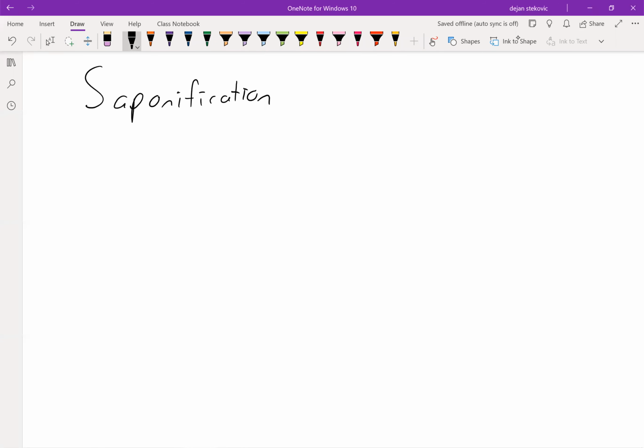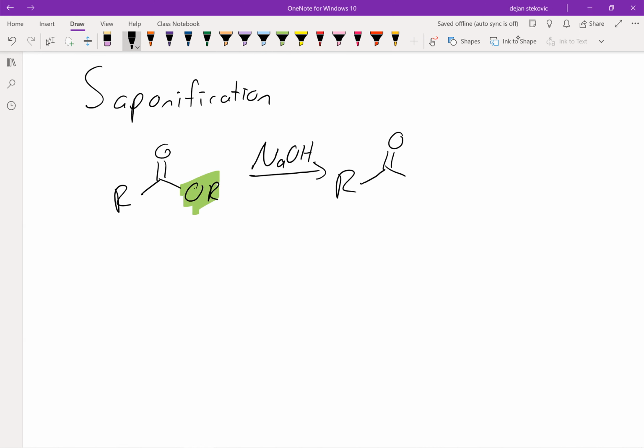All right, next up is saponification. So this is basically how they made soaps back in the day. What you do is you take some sort of ester, which they got from animal fat, you add a base to it, and then you turn that into a carboxylate, which is your soap.